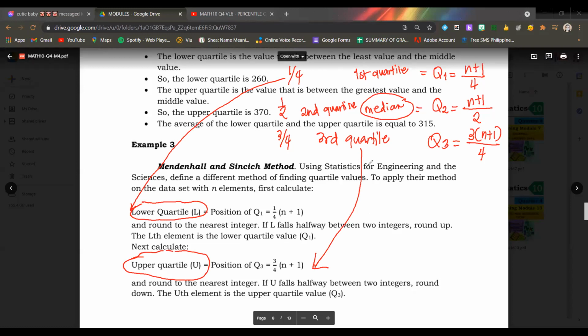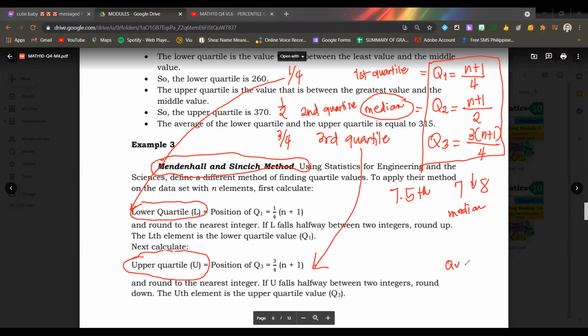Naintindihan po ba? So, ano yung sinasabi kong Mendenhall and Sinsich method? Ito po ay isang method kung saan kapag na-locate mo siya using this formula that we have here, syempre ilo-locate mo siya, no? Kunwari, 7.5 data. Ibig sabihin, nasa gitna siya ng pang 7 at pang 8, di ba? Kapag median yung hinahanap natin.